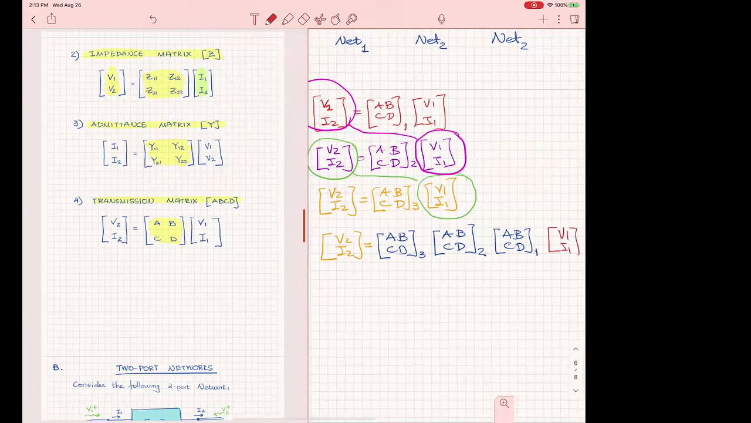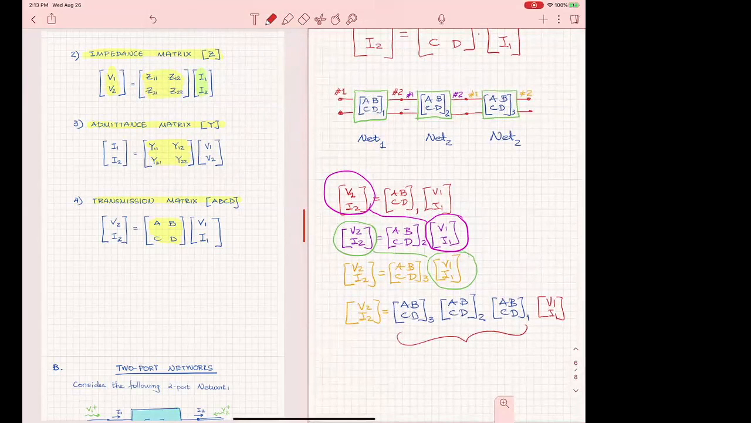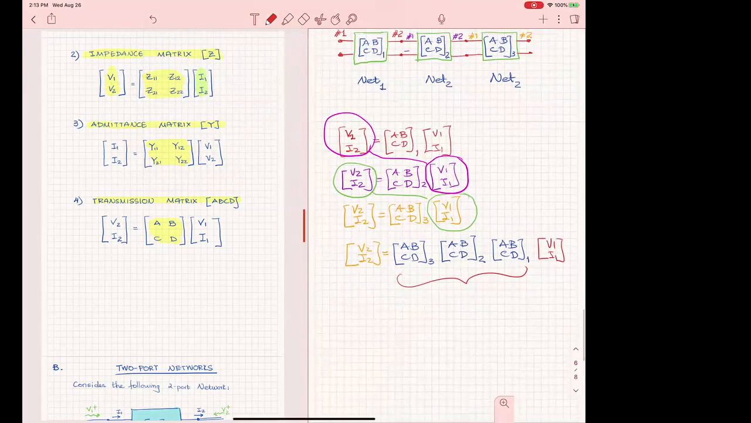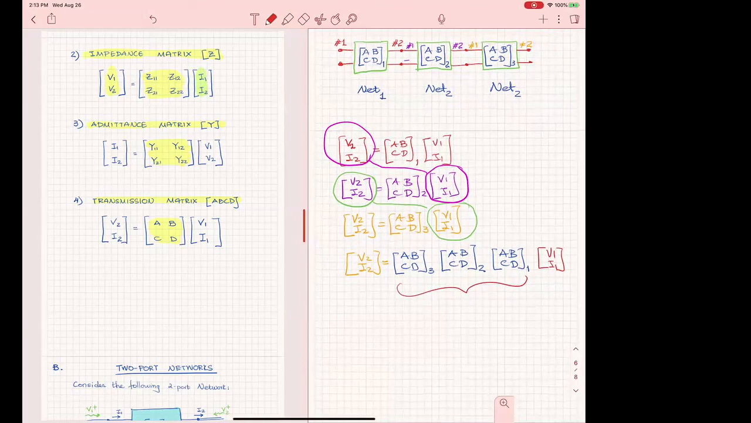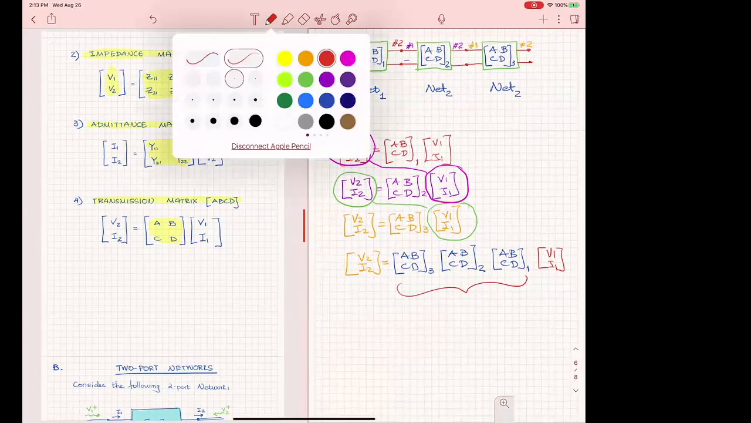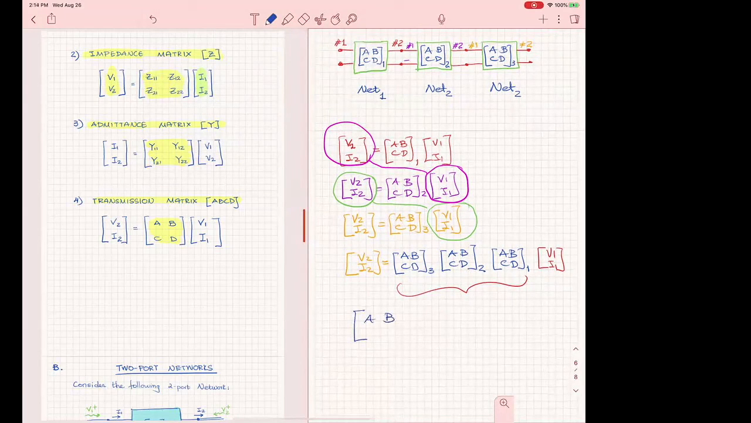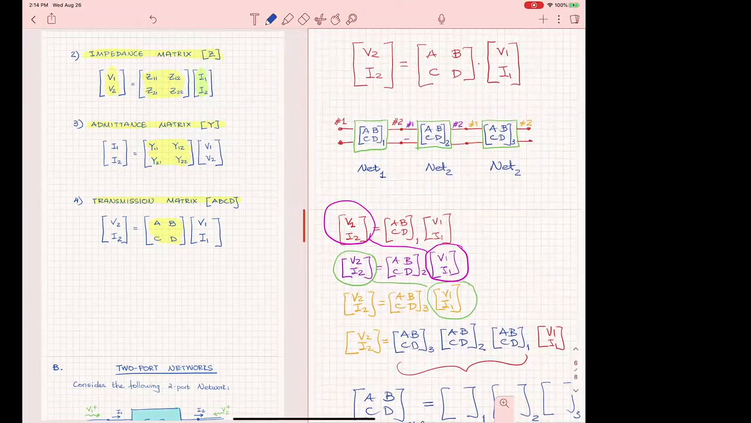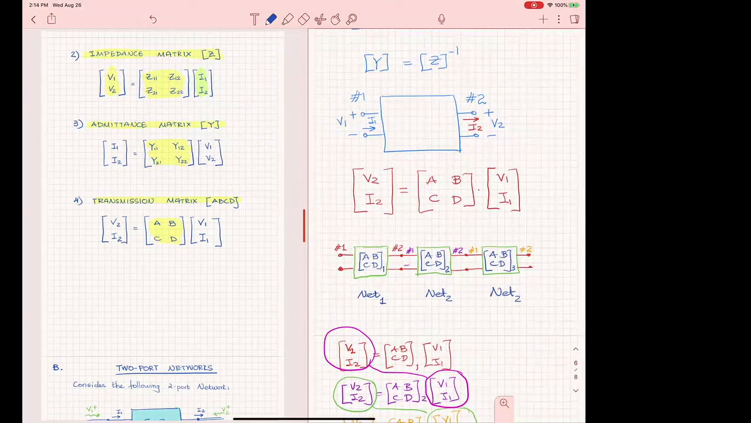V1 I1. So now I have found, for this complex network, which is a series cascade, the total ABCD matrix, as a product of the three. The total ABCD matrix will be nothing else but the product of the three matrices: 1, 2, 3.